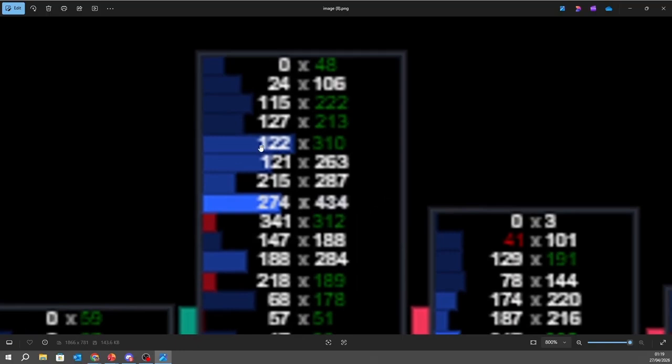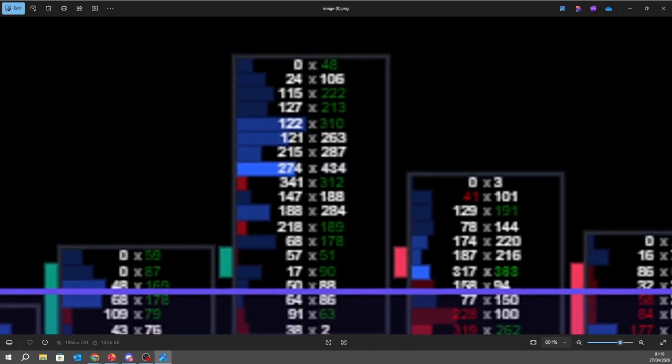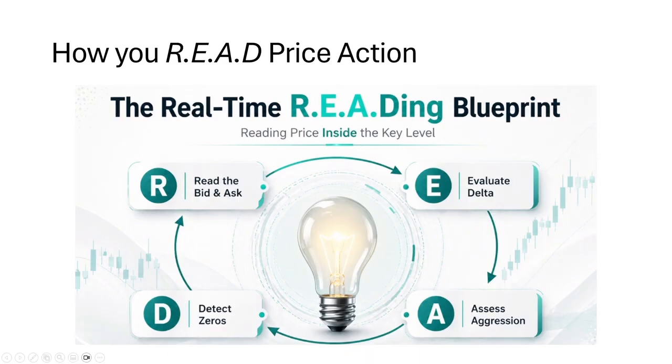So when we go to the charts over here now, let's just break this down. So 122 for 310, 274 for 434. These are the blue deltas, the blue deltas that are screaming at us. We also see a zero at the top. The reason I'm detecting these zeros is because that is part of the process. Evaluate the delta, assess aggression, and then detect the zeros, okay?